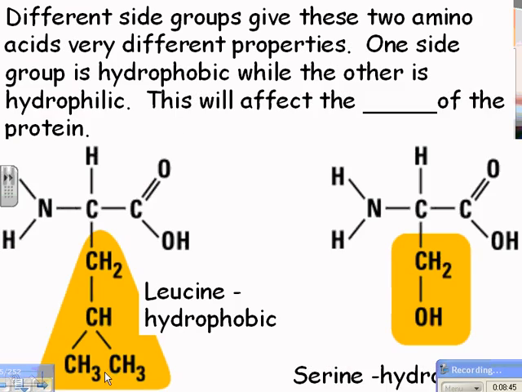Different side groups, that's this R group. Different side groups give these 2 amino acids very different properties. One side group is hydrophobic while the other is hydrophilic. This will affect the shape of the protein.